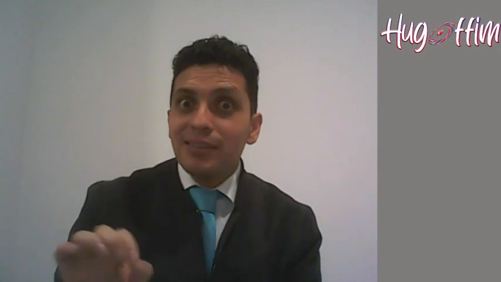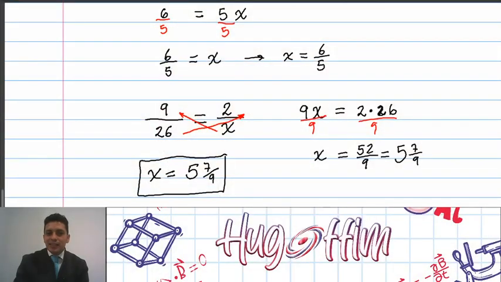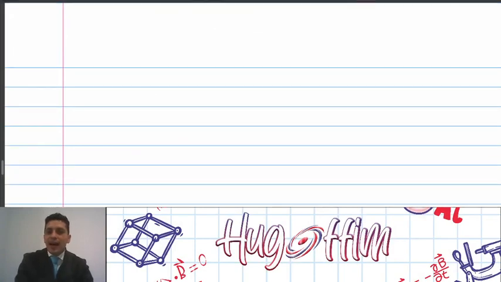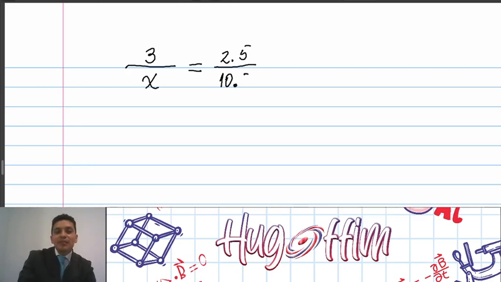Hey, I forgot to tell you. You can do an example and comment how to do it. Let me give you an example. What happens if I want to find x here? What if I have 3 is to x as 2.5 is to 10.5? Answer it. Use cross product to answer this proportion and tell me your answer.